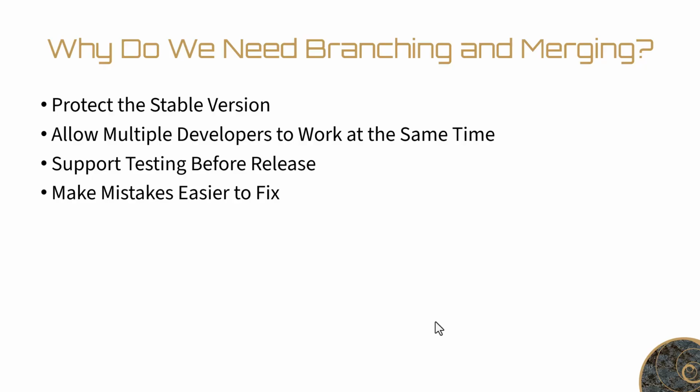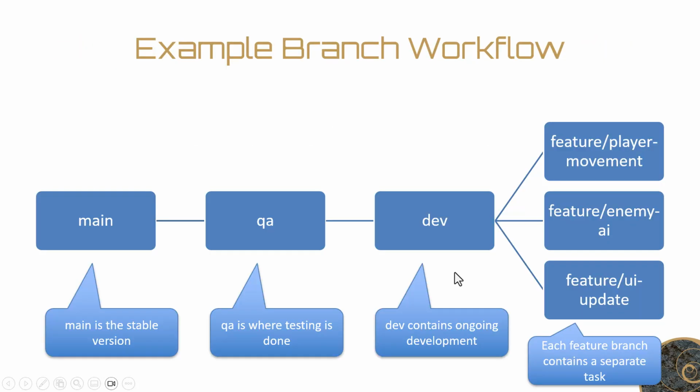And then once something passes QA, then you put it into main, and the main branch is where your releases are created from. So this also makes it easier to fix mistakes because we can go back and see the different versions. So this is an example of a branch workflow. So we're going to have the main branch. This is the stable branch. Generally, this is always going to be the one that always works.